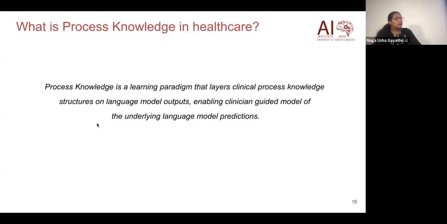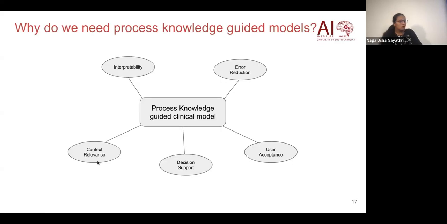How do we define process knowledge in healthcare? For example, to detect depression or anxiety or any other mental health condition or disease condition, a clinician or medical professional follows a sequence of steps to diagnose it. So we define it as layers of clinical process knowledge structures on language model outputs, and it enables clinician guided models of underlying language model predictions. This is why we need process knowledge guided models for better interpretability, error reduction, and context relevant decision support.